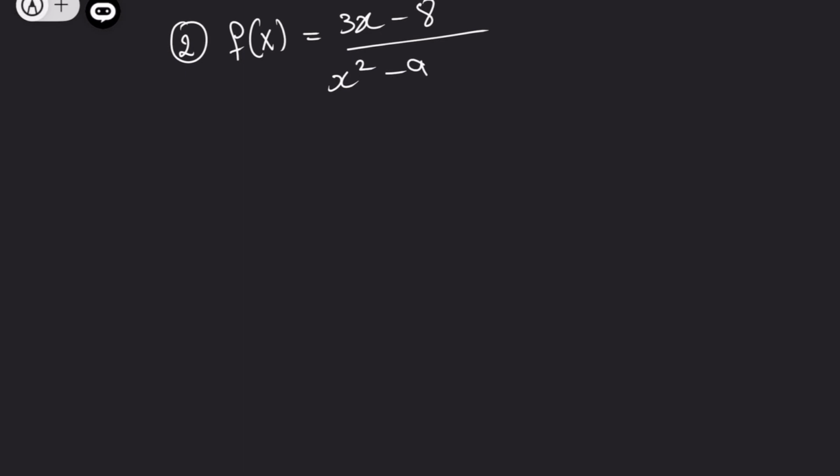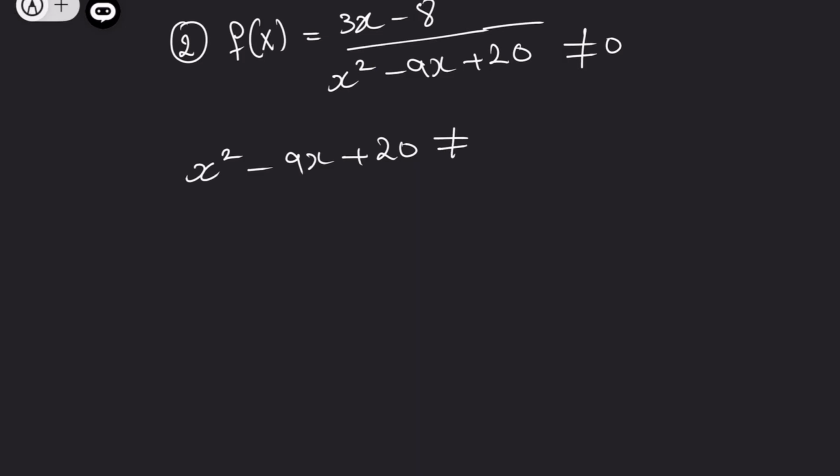Now let's go for another example. The rational function again, or the fractional function. Example 2, we have f(x) = (3x - 8) divided by (x squared - 9x + 20). First, when we have a fractional function or rational function, always the denominator must not equal 0. Okay, so you say x squared - 9x + 20 must not equal 0.